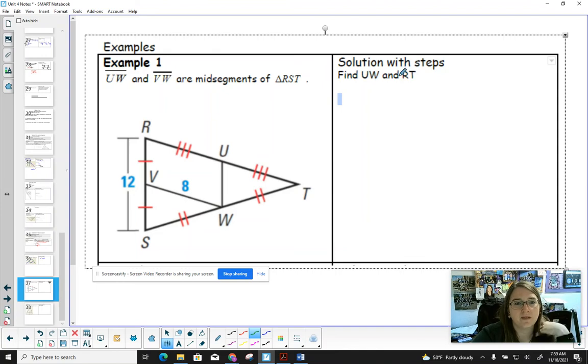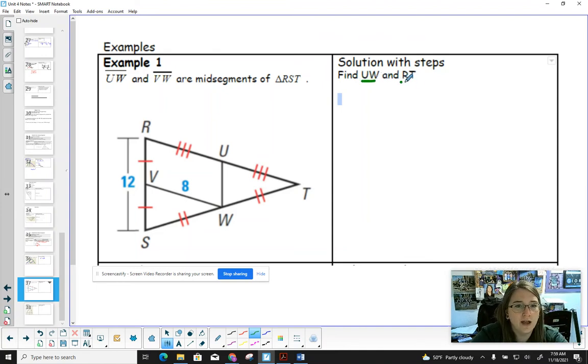So back to example 1. We want to find UW and RT. A good trick for doing these questions is, before you even look at what they're asking you to find, see if you can fill in all the missing pieces. So let's see what we got here. Well, I know that I have this 8.